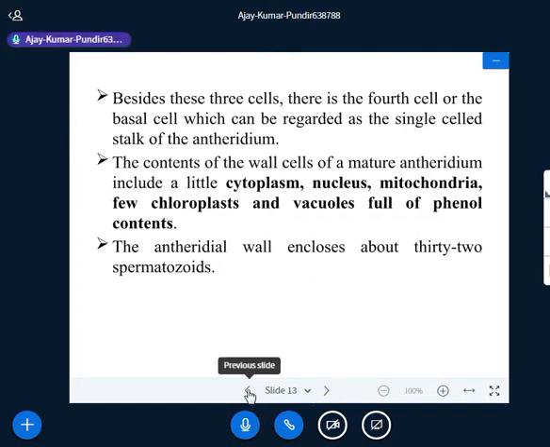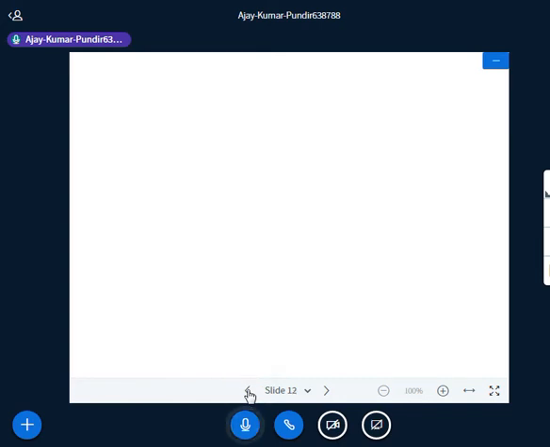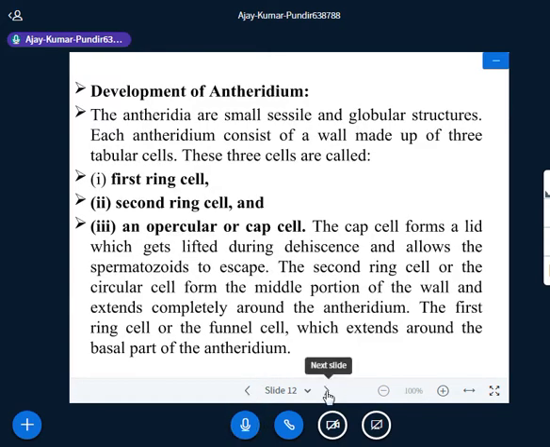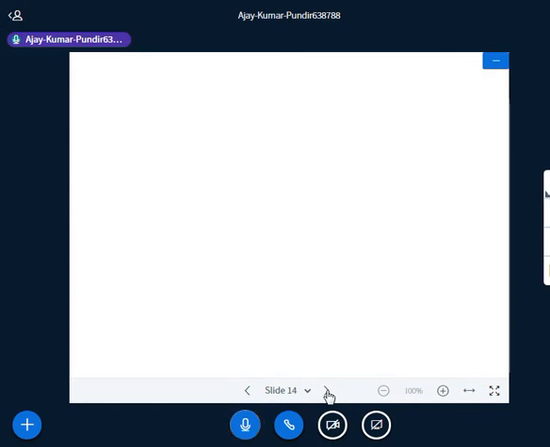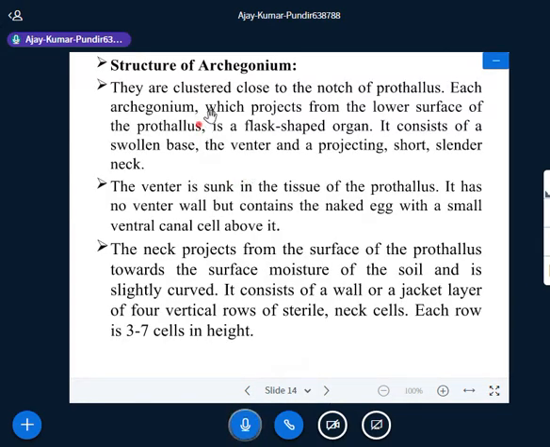एक एंथ्रेडियम में 32 स्पर्म सेल्स बनते हैं. तो दिस इज द डेवलपमेंट एंड स्ट्रक्चर ऑफ द एंथ्रेडियम इन ओस्मुंडा. एंड आई हैव डिस्कस्ड विद यू द स्ट्रक्चर ऑफ आर्चिगोनियम.